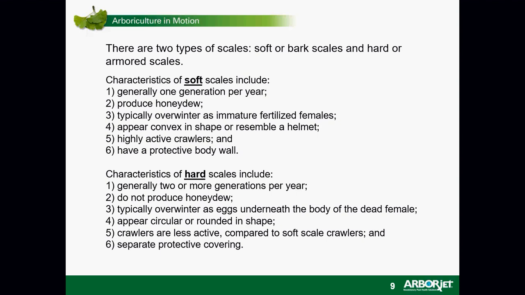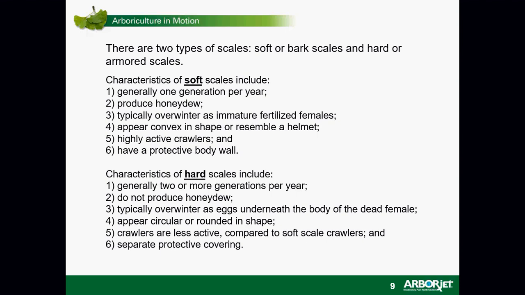As I indicated, there are two different types of scales, each in a different family. One is referred to as soft scales, and the other, of course, hard scales. Here I have listed some of the different characteristics of each of the groups. Soft scales have one generation per year. This group produces honeydew, which can be problematic, and I'll talk about that a little bit later. They overwinter as immature fertilized females. They generally have a convex shape and resemble helmets. The protective wall is attached to the body, and the crawlers are quite active.